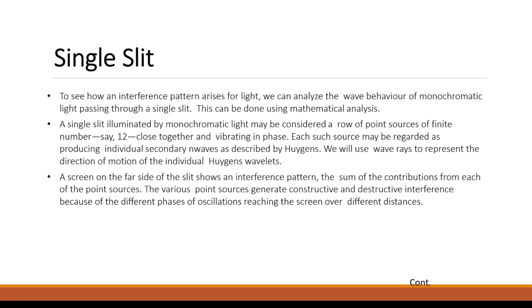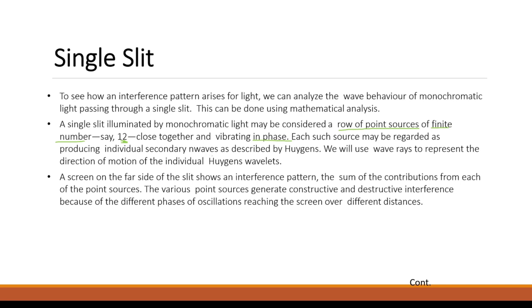So to see how this interference pattern arises for light, we can analyze the wave behavior of monochromatic light passing through a single slit. Say a single slit is illuminated by monochromatic light. We can consider it a row of point sources of some finite number, say 12, close together and vibrating in phase. Each such source may be regarded as producing individual secondary waves.